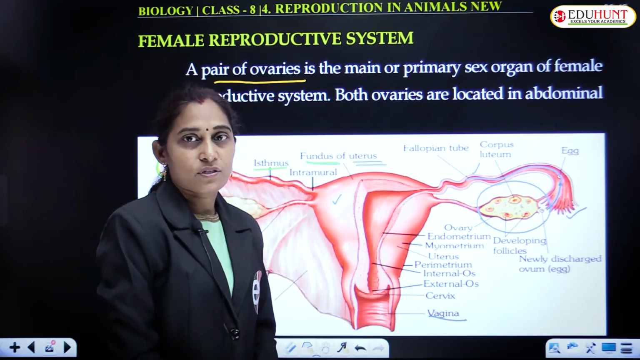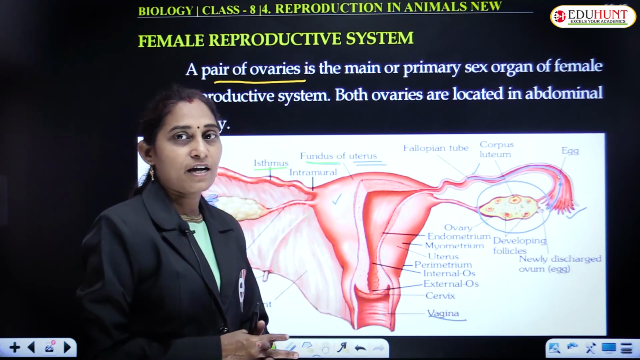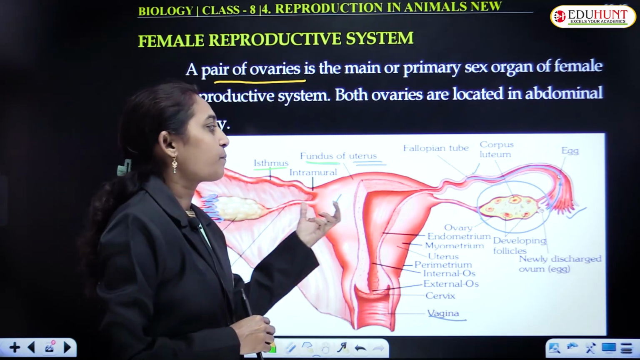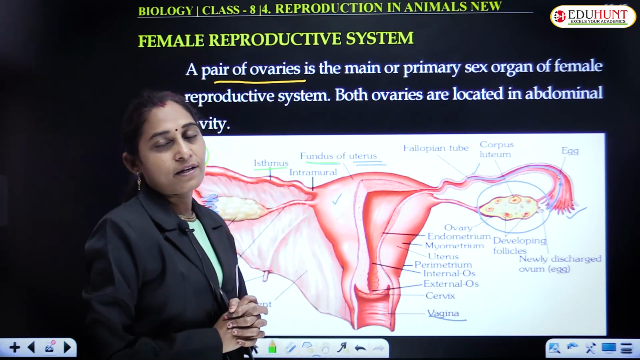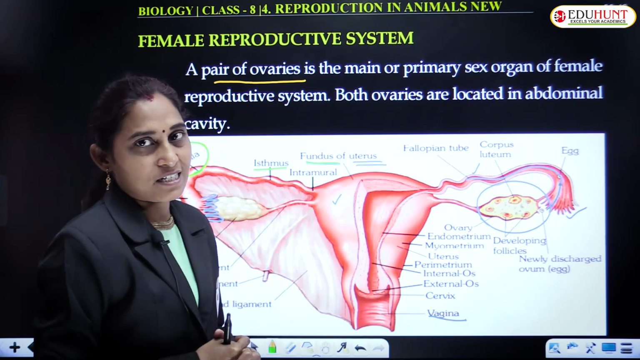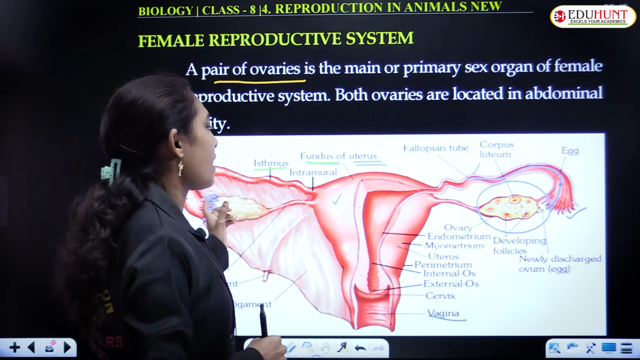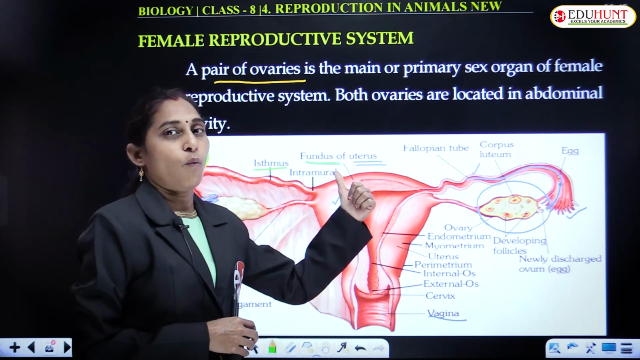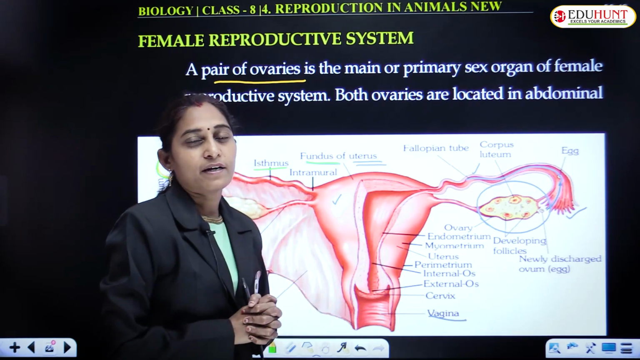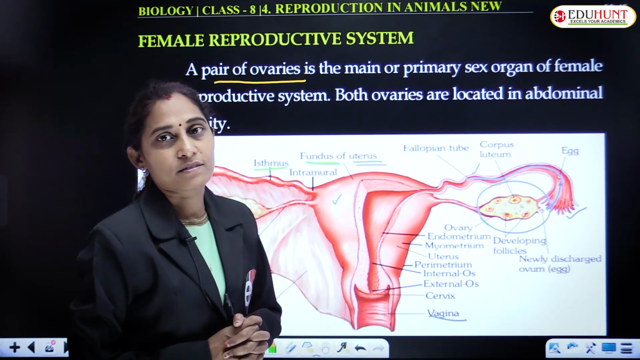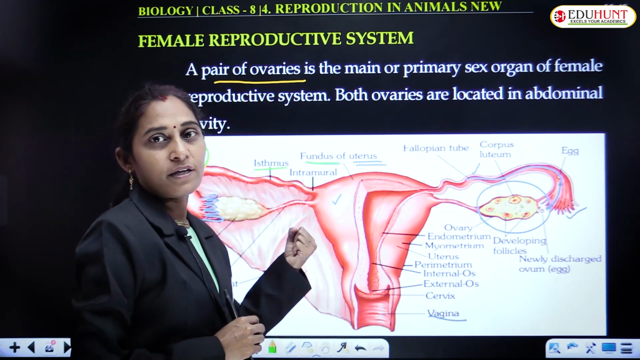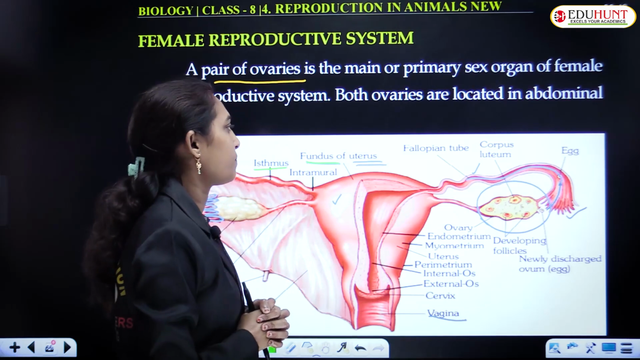That is the structure of the female reproductive system. In short, we can say that the primary reproductive organ is a pair of ovaries, and the secondary reproductive organs which facilitate the fusion of the sex cells, the gametes, are a pair of fallopian tubes, one uterus and one vagina, and a pair of Bartholin glands. These are associated with the secondary sexual organs.